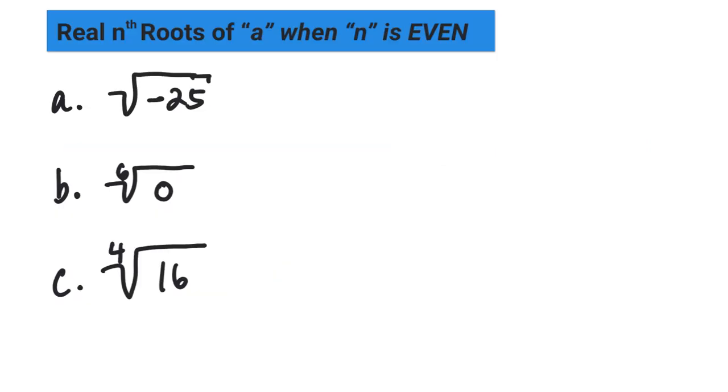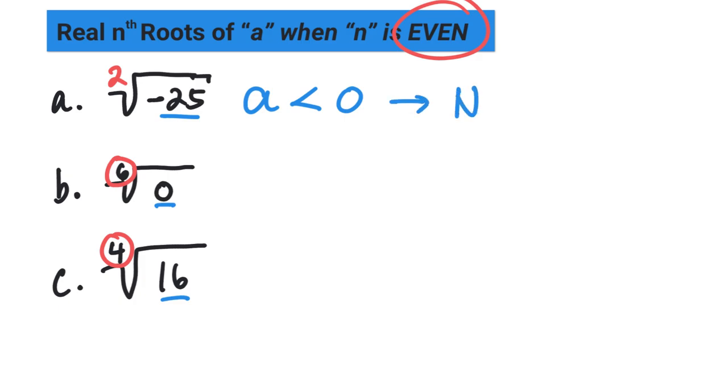So let's look at the real nth roots of a when n is even. There is an invisible 2 in here, you have 6 in there, you have 4, and all you can notice is that they are all even numbers. Now let's look at a. A is the radicand, this one. In this case, a is less than 0. -25 is less than 0. It means to say that there is no real root.